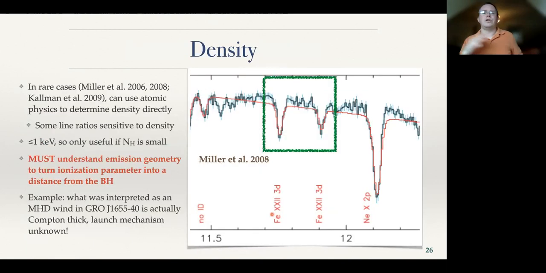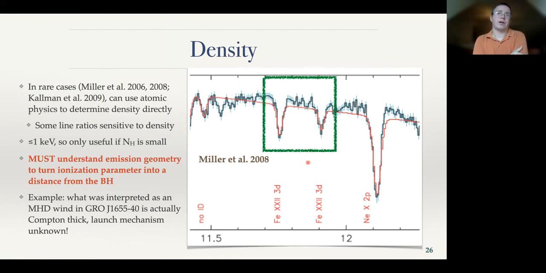So what does this have to do with Compton thick winds? Well, the cases where we can measure the density of the gas are very few and far between. But in some cases, like in J1655, there are absorption lines, atomic lines that are sensitive to the density. These are at 11 to 12 angstrom, so they're 1 keV and below, depending on which element you want to look at these critical density sensitive lines for. If you can measure these lines, you can figure out their ratio and estimate the density in the gas.